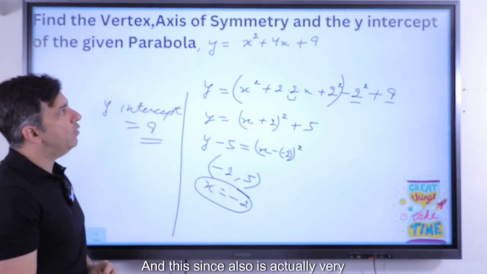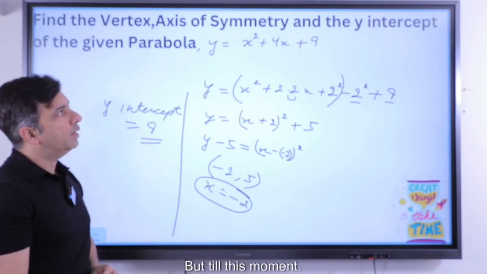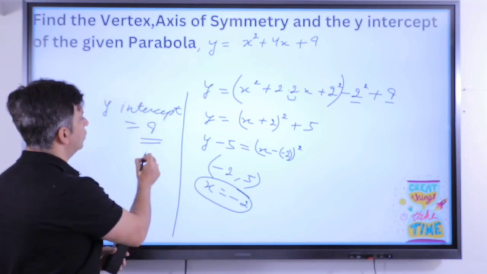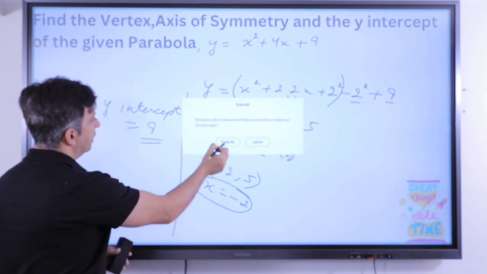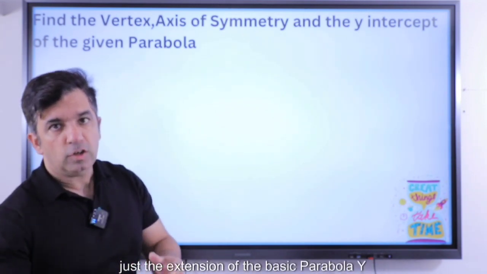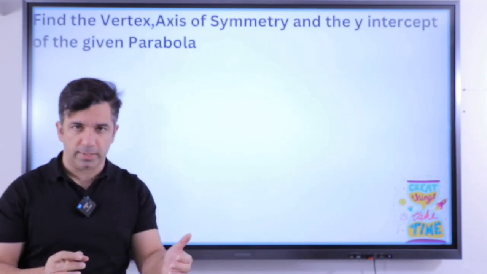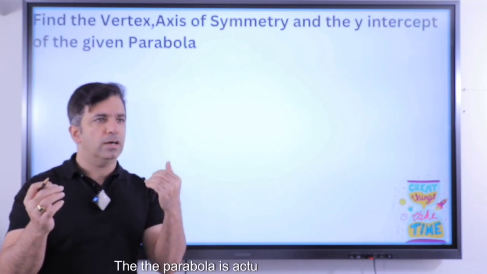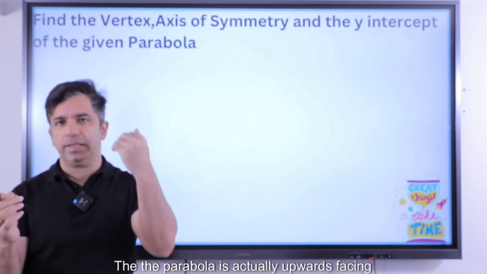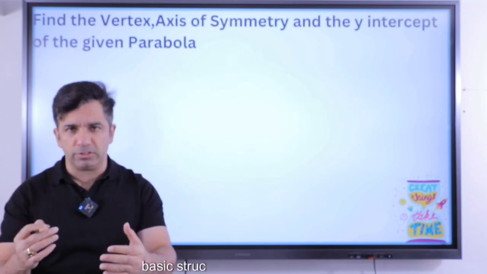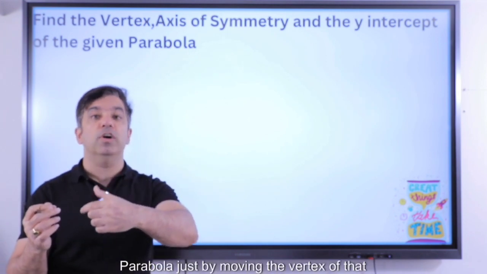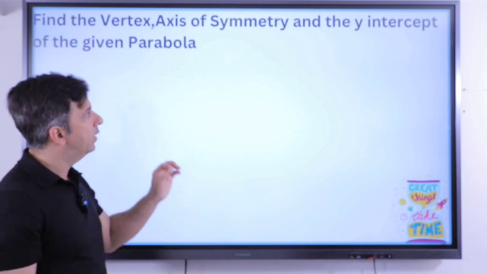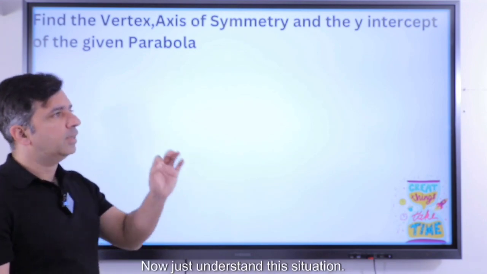And this is actually very straightforward, but till this moment we have dealt with terms which were just an extension of the basic parabola y is equal to x square. We have simply been dealing with parabolas facing upwards, and we have dealt with a very basic structure just by moving the vertex of that parabola, and we have created certain situations which were very important for us to learn. Now just understand this situation.